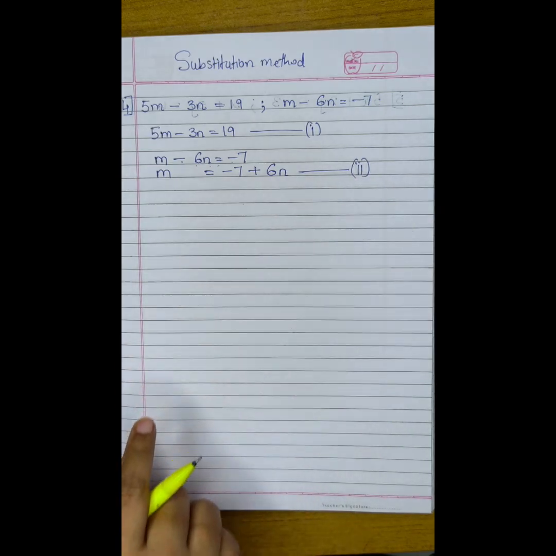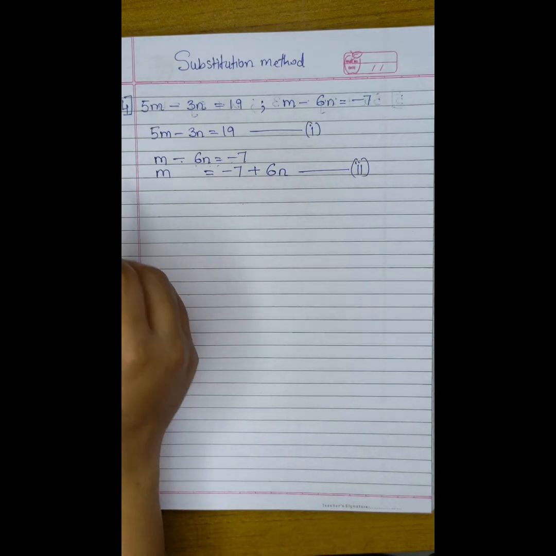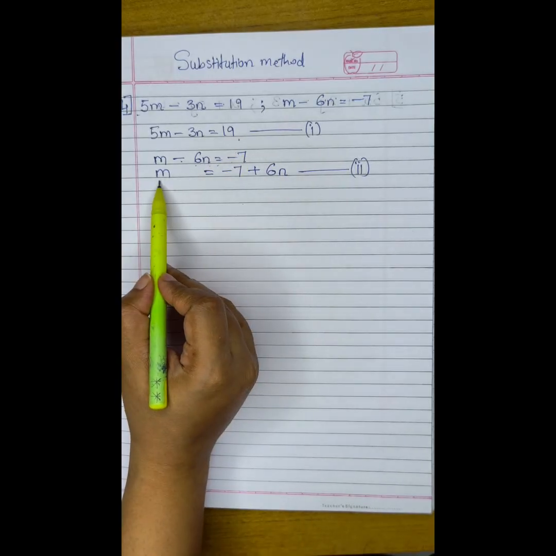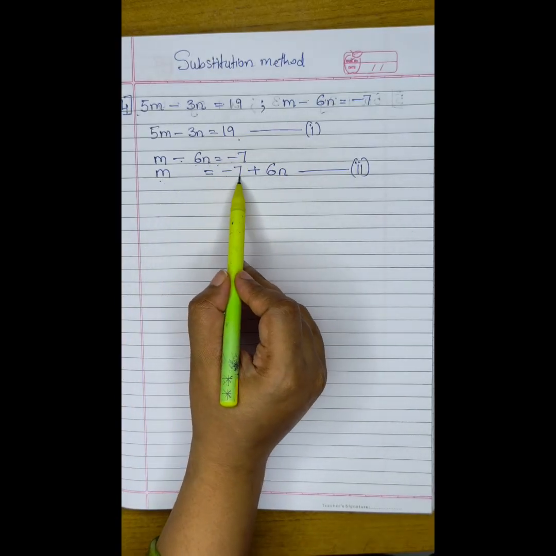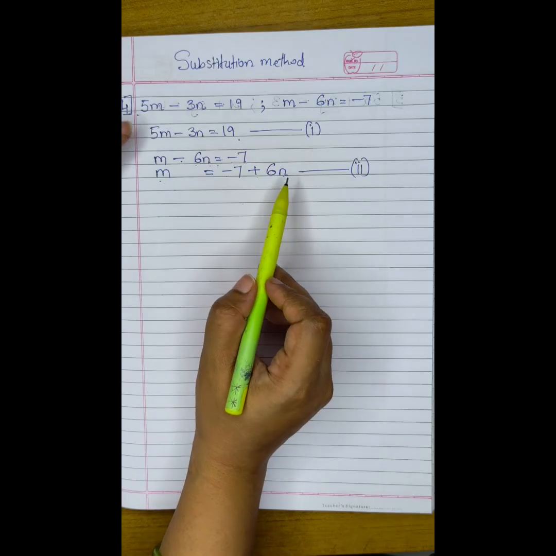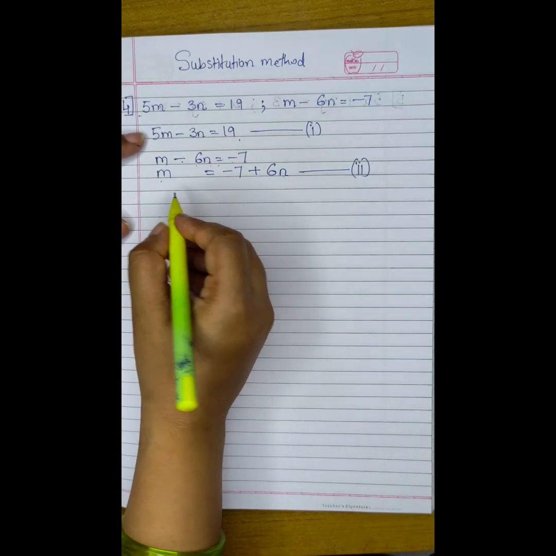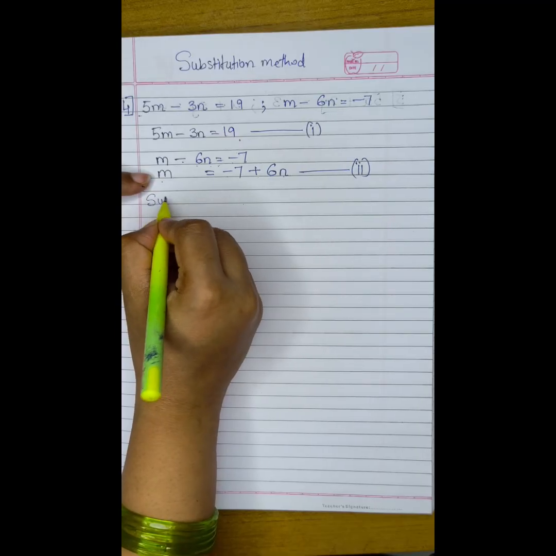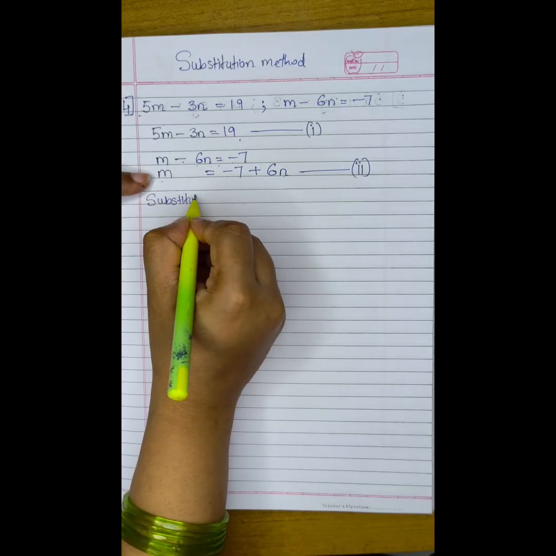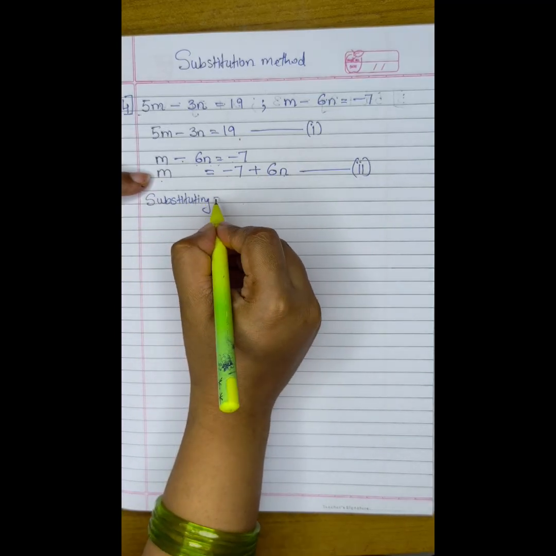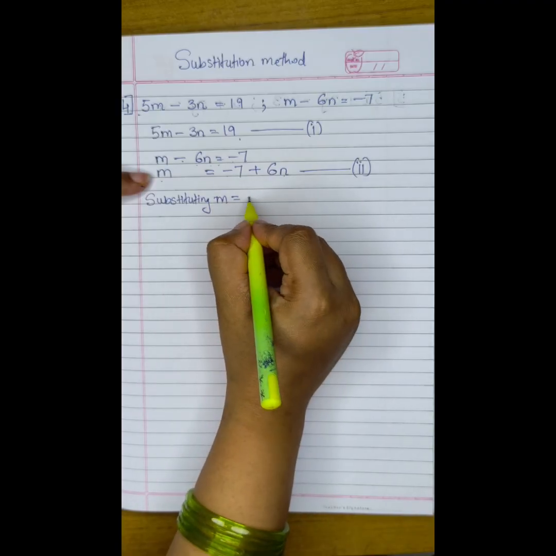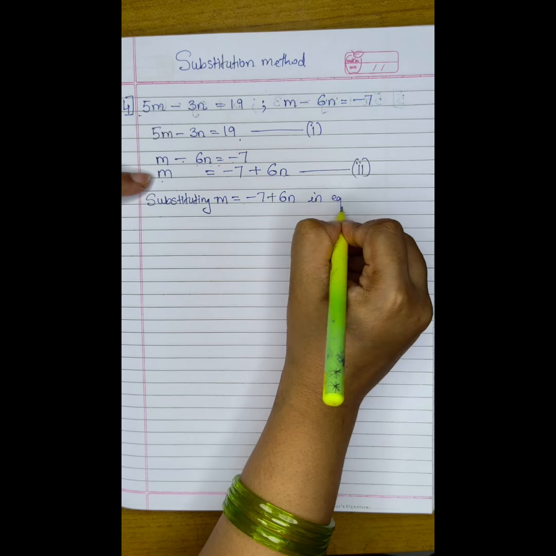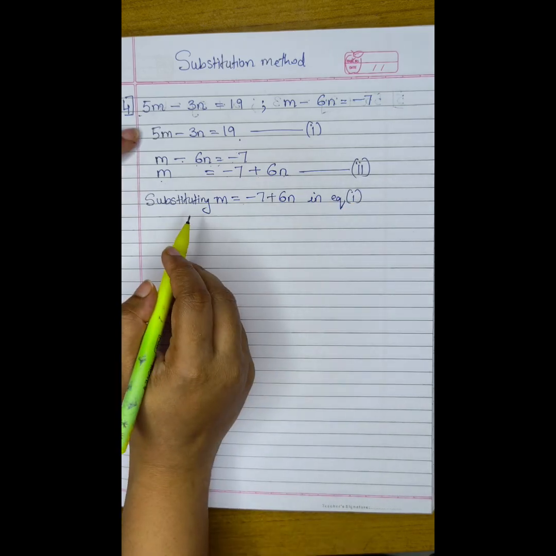Okay, now what we will do is take the first equation, and in place of m, we will use minus 7 plus 6n. So take the first equation. So we will say substituting m is equal to minus 7 plus 6n in equation 1. Okay, so we will take this equation.